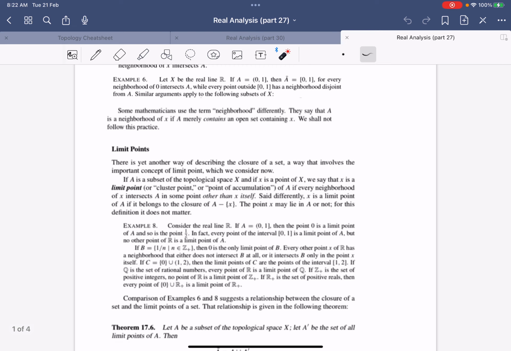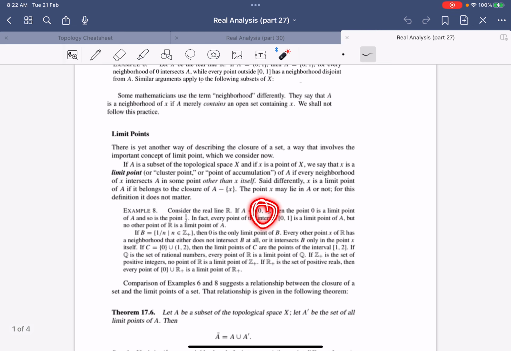A good example is the one we have seen earlier. If A was the half closed interval 0 to 1, then 0 is a limit point, and any point inside this interval is a limit point. But outside the interval, it is not a limit point, because there will exist a neighborhood outside that does not intersect A at any point other than itself.